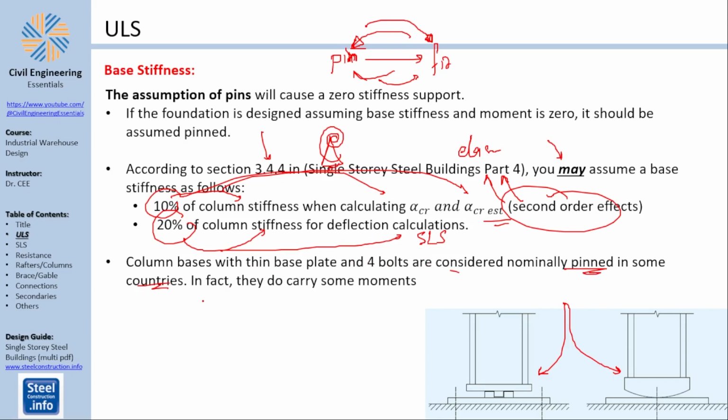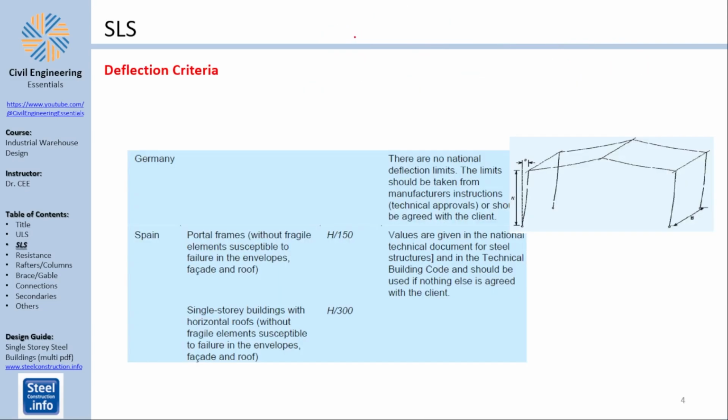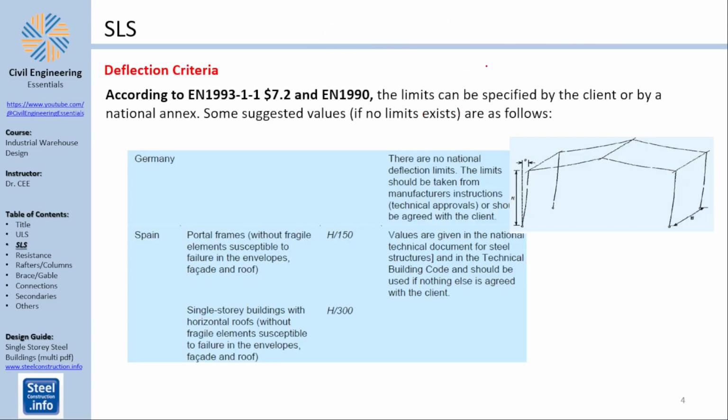In fact, although they do carry some moments, that's what I said about the gray area. It's not 100% white, it's not 100% black. You are usually in a spectrum between being pinned and being fixed. What about the SLS and deflection criteria? We have 2 deflection cases. The first is a horizontal deflection, and the second is a vertical deflection.